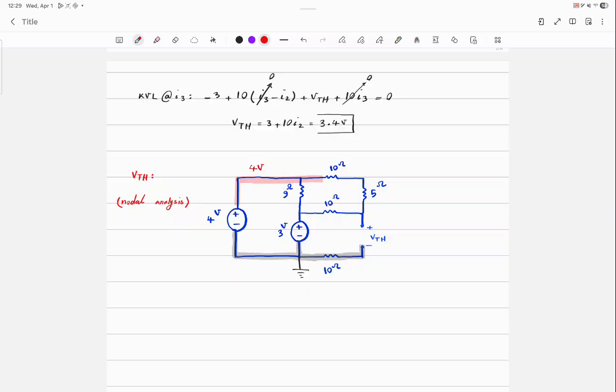You need the negative terminal to be grounded in order to write that as 4. If the negative terminal was connected to V1, some random voltage, what would you write for the red? V1 plus 4. Okay, this is a very common mistake. Don't just assume, don't take it for granted that the negative terminal is grounded, okay?